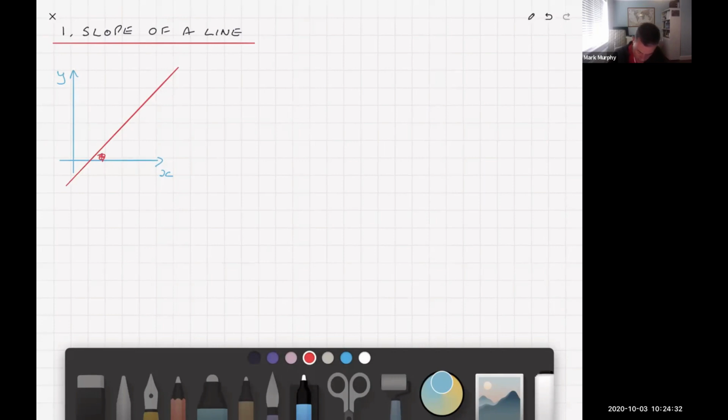Sorry, something funny goes on with the pen here when I draw a circle, so I just undo that. So that's theta there, okay? That's the angle it makes with the x-axis.